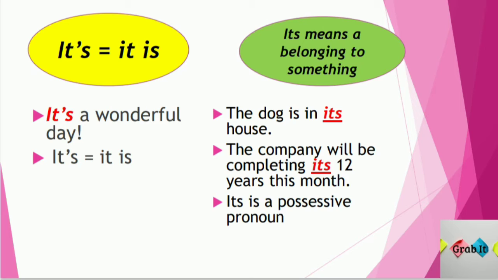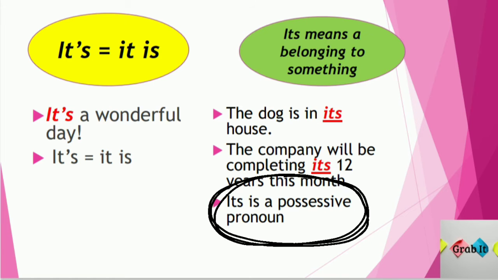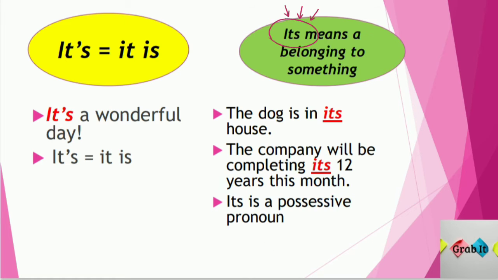Therefore, you need to remember that its without an apostrophe, I'm stressing its without an apostrophe, is a possessive pronoun. Therefore, its without an apostrophe means belonging to something. I hope you're clear with this.